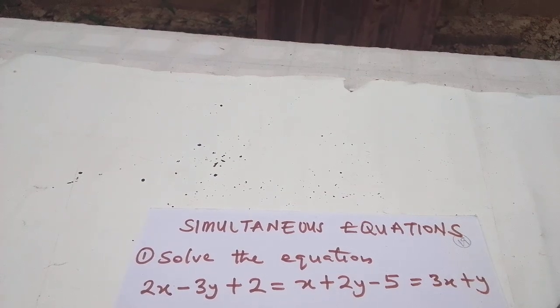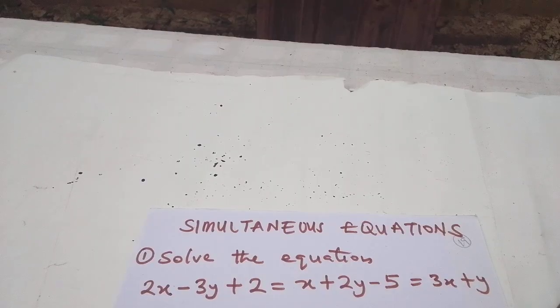Hello students, today we are looking at simultaneous equations. Number 1, solve the equation 2x minus 3y plus 2 equals x plus 2y minus 5 equals 3x plus y.